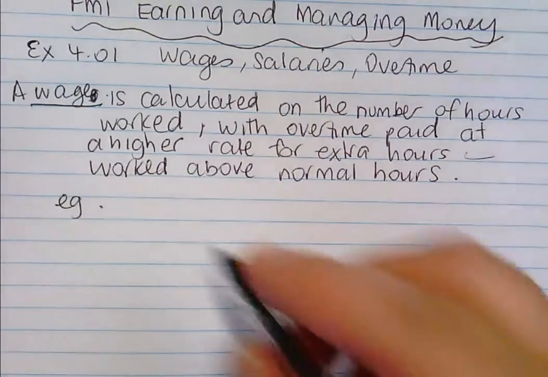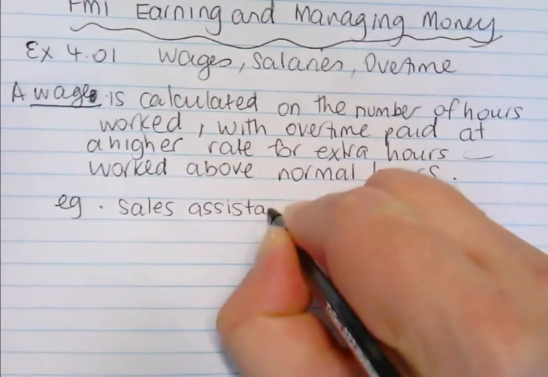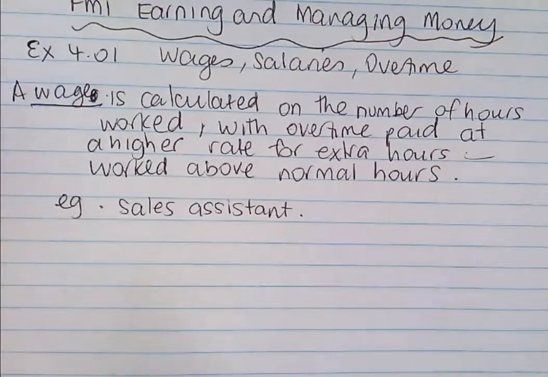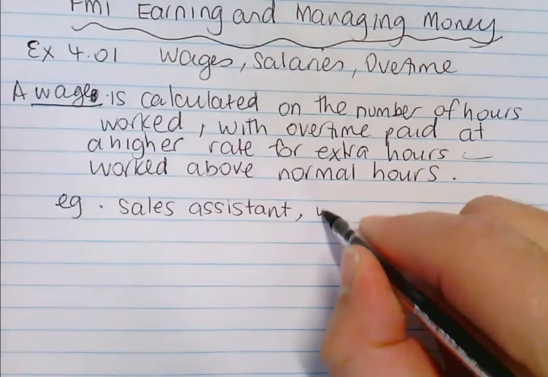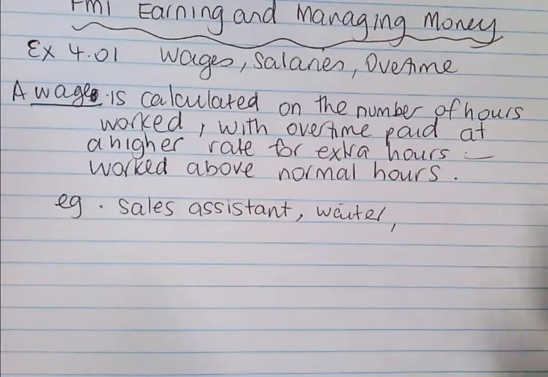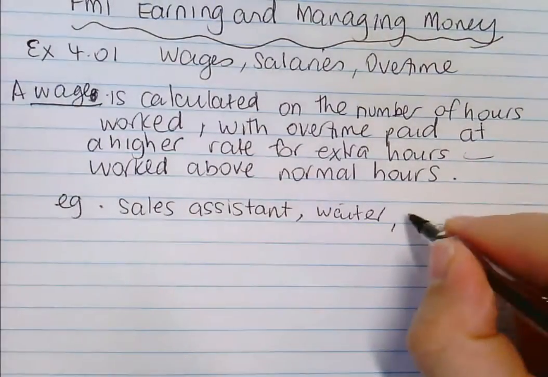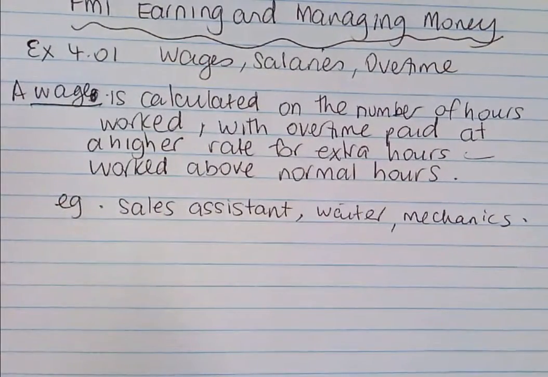It might be a sales assistant, but it is often not professional people, unless you're working for some government organisations that do pay overtime, all right? So an example might be a sales assistant, waiter, anyone that works where they're paid by the hour. Mechanics, for example, all right? All right, we'll just do an example.